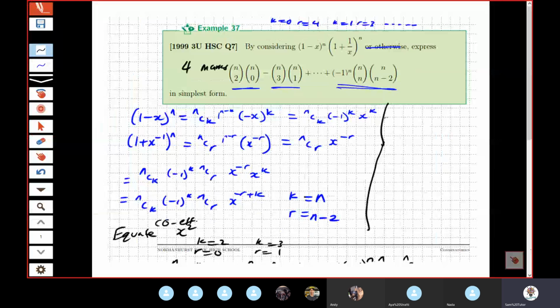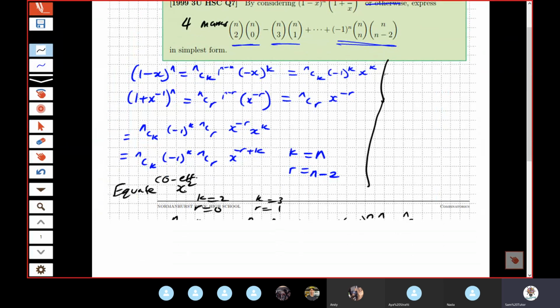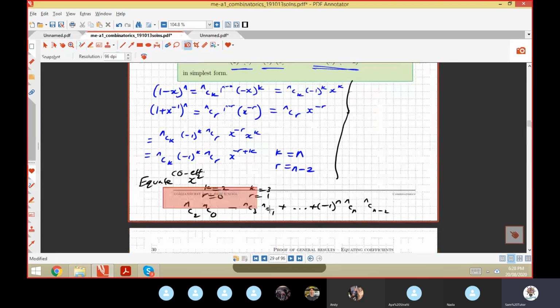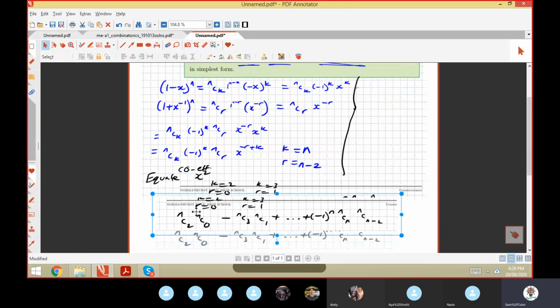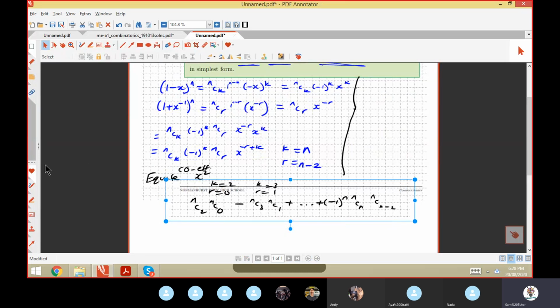So back to what I was saying. We found what we needed to find. We found equating coefficients of x squared. I might just copy that bit down as well so you guys don't get confused. There it is. Paste. Okay. There it is.